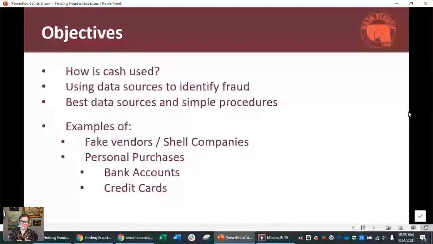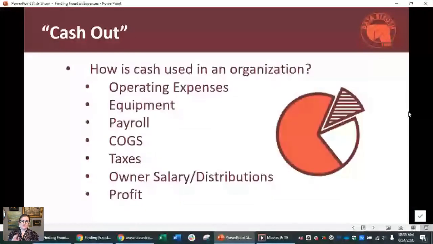So you can Google ACFE fraud tree, and essentially everything that falls under asset misappropriation, the practical application of whatever schemes they're describing usually falls into these categories. So how is cash used in an organization?